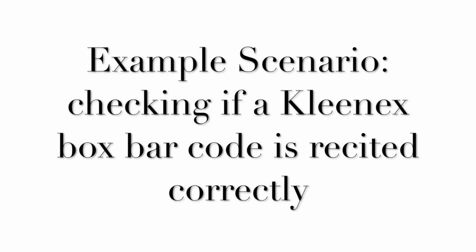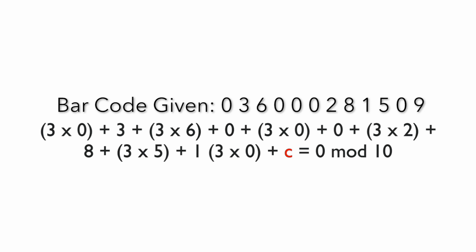An example scenario is using the barcode on a Kleenex box. Say someone calls the number for Kleenex and recites the barcode, and you're a representative of Kleenex and you want to confirm that it is accurate. You can confirm that it is correct using the check digit. They recite the barcode, so you plug it into the formula. When plugging it into the formula, you add the check digit, for example, C. When you add the preceding sum of C, you get an answer that is evenly divided by 10.